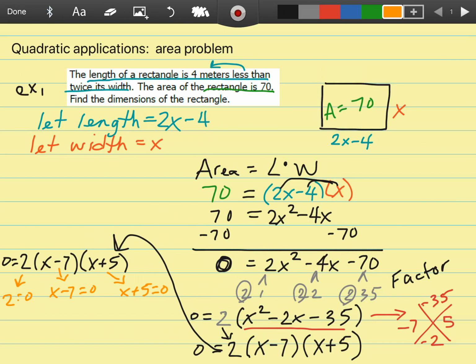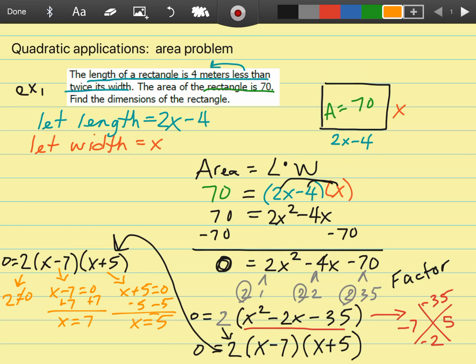And then if you solve them, let's see, 2 equals 0, that's not a true statement, so we just discard that and act like it's not there really. If I add 7 to both sides here, I get x equals 7. And if I subtract this 5, I get x equals negative 5.